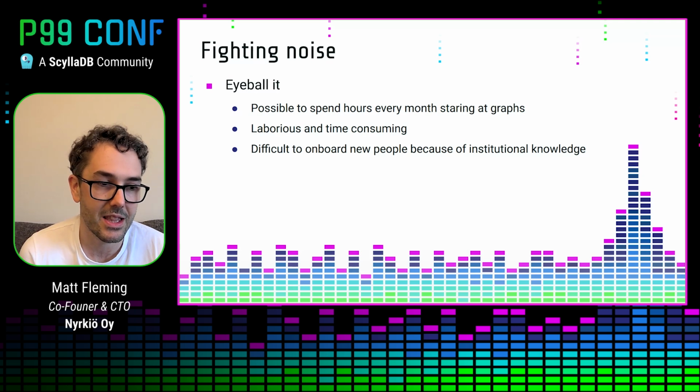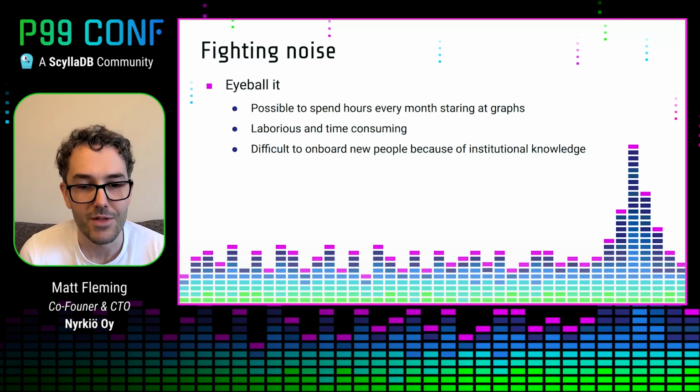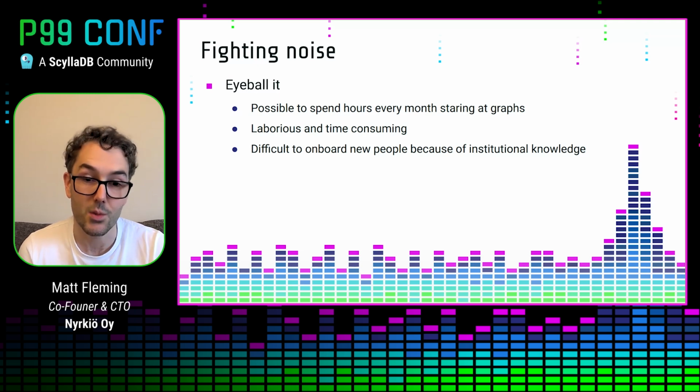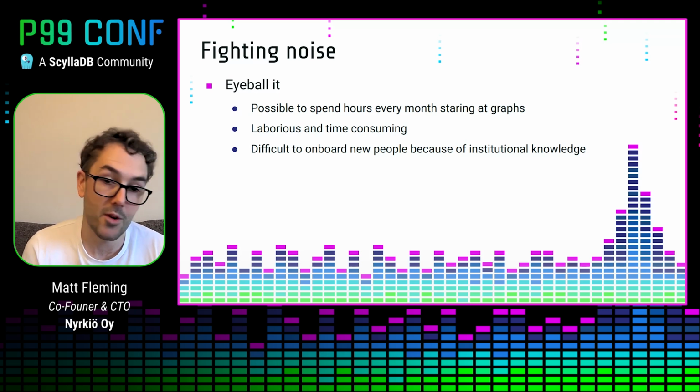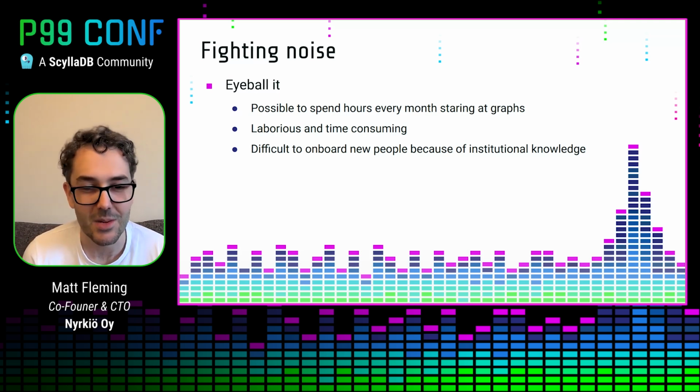And there's a very real problem with institutional knowledge with this methodology, which is that a certain number of people, or usually, let's be honest, it's one person on the team, really knows how to analyze the charts and spot regressions or performance improvements, but it's hard to teach anybody else on the team that.